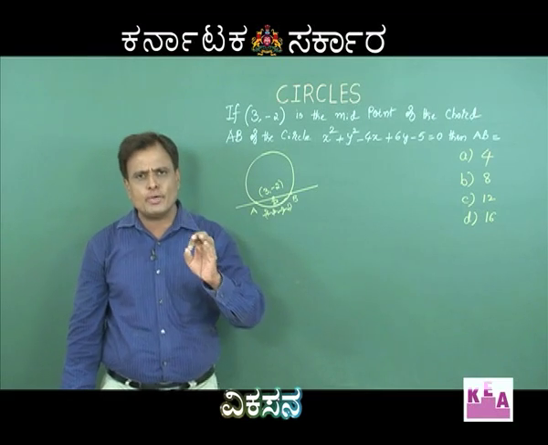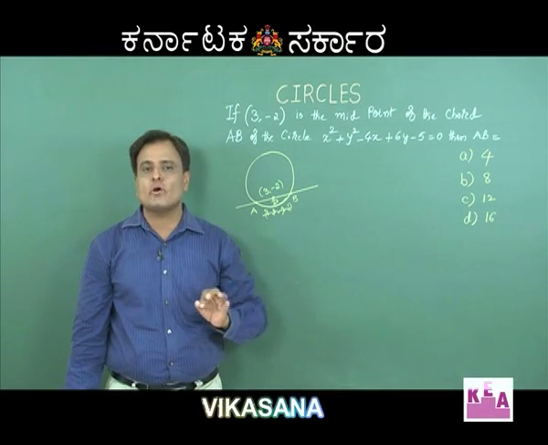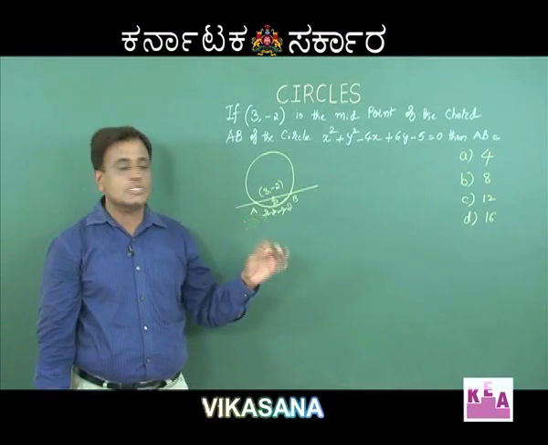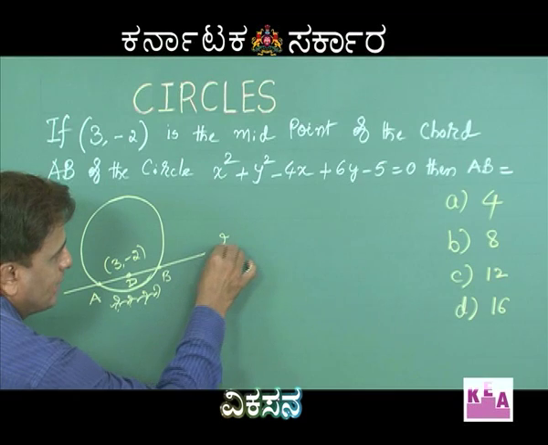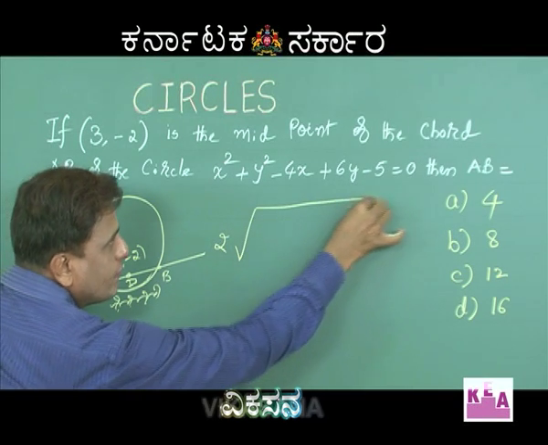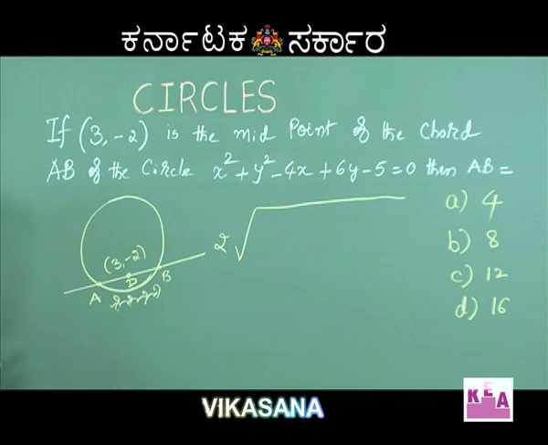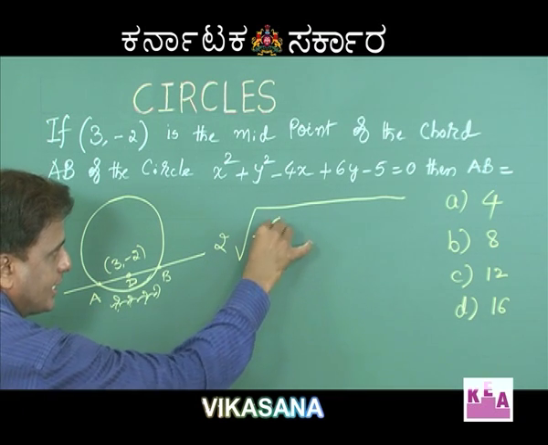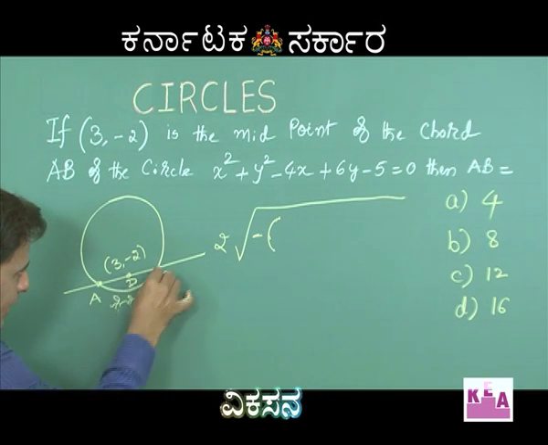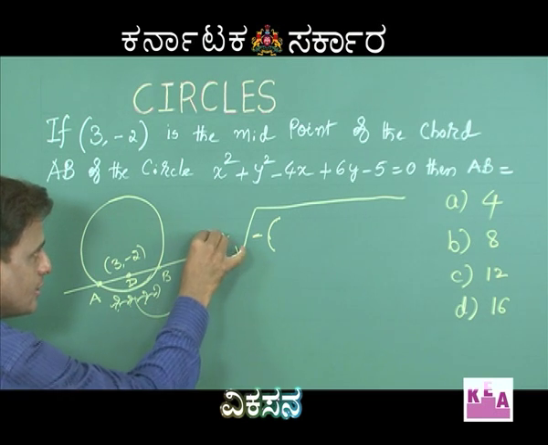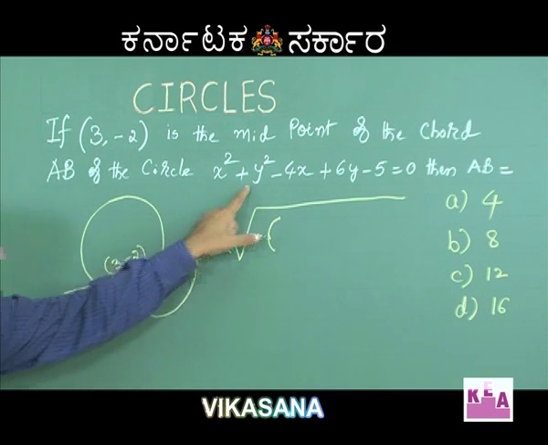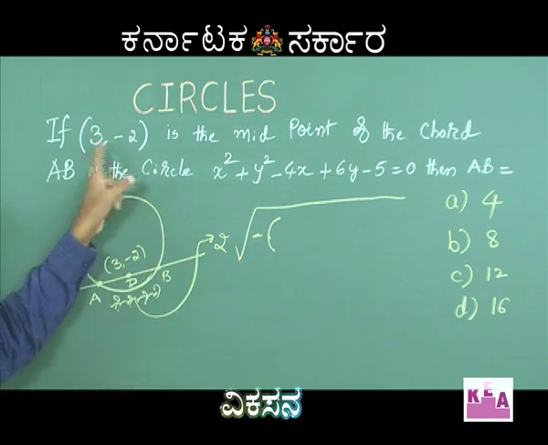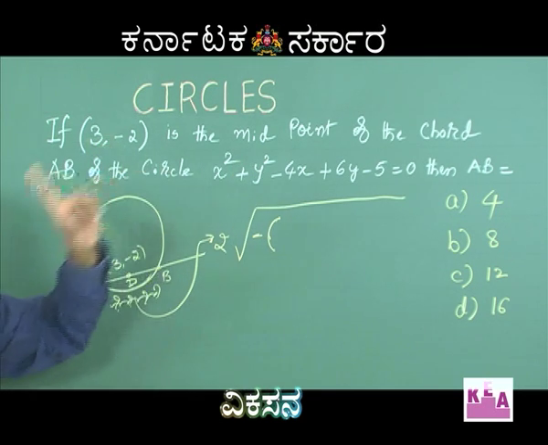Now I am going to give you a simple short technique to find out the length of chord AB, or the distance between points A and B. The technique is, remember it: 2 times the square root of minus, substitute the given point, the midpoint, in the LHS of the circle equation.